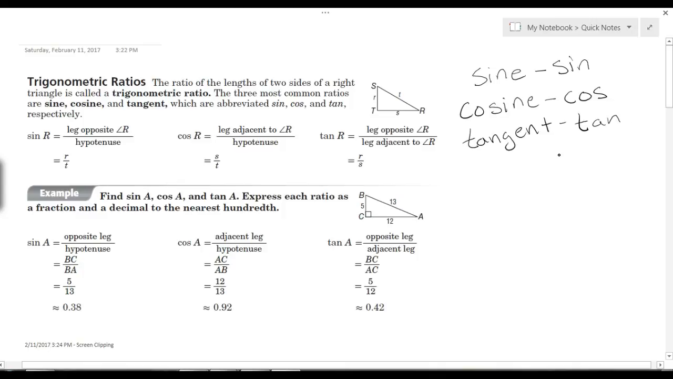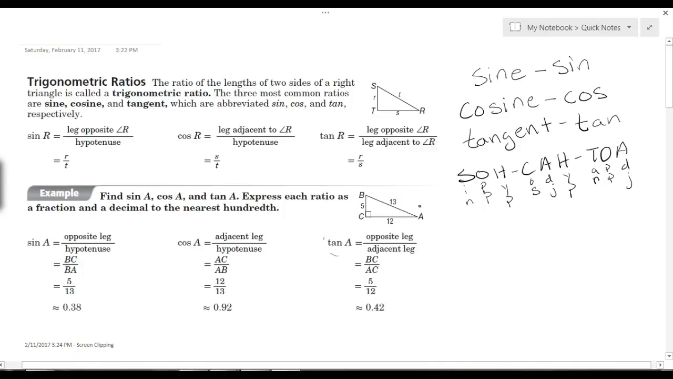If you remember from class, we learned SOHCAHTOA to remind us that sine is opposite over hypotenuse, cosine is adjacent over hypotenuse, and tangent is opposite over adjacent. And over here, we see that we have those same formulas written out for us relating to angle A.